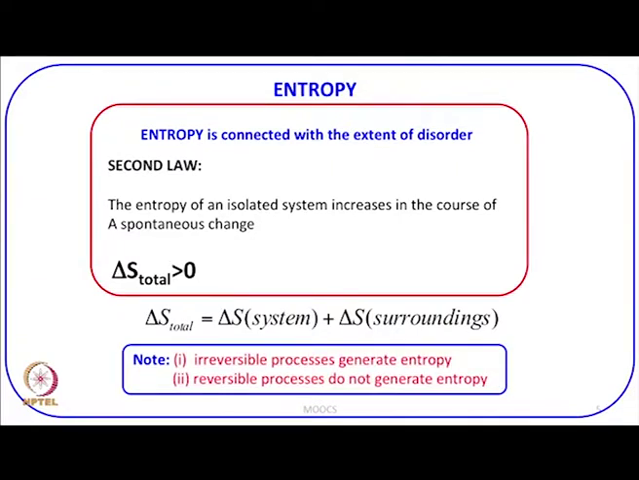So, 2 points to be noted here. One is that irreversible processes generate entropy. Reversible processes do not generate entropy. All of a sudden expansion of a gas, that's an irreversible process. A lot of entropy is generated. But if the process is carried out in infinitesimally small steps and reversibility is maintained, then the energy is not dispersed in a chaotic manner. That is why the second statement, that the reversible processes do not generate entropy, and these statements we will be using in our next discussion.